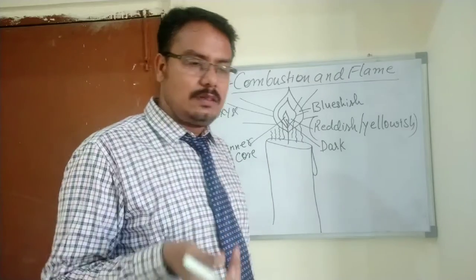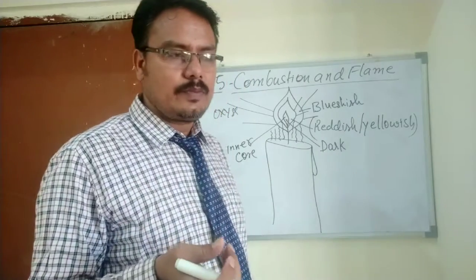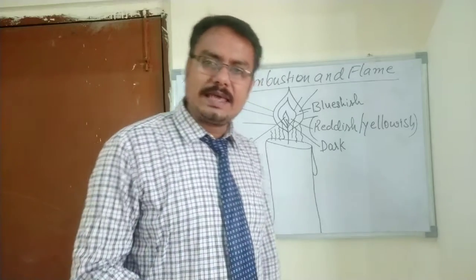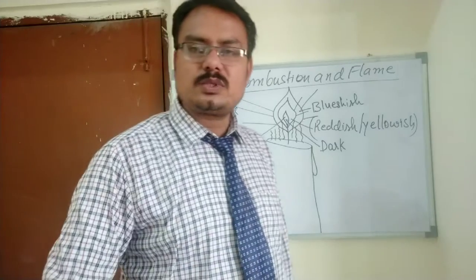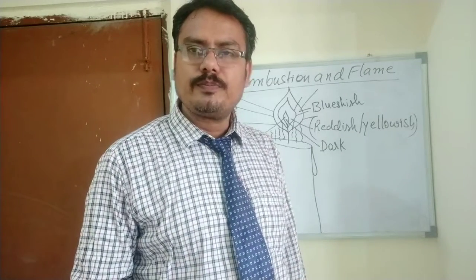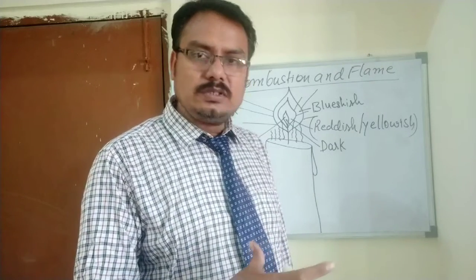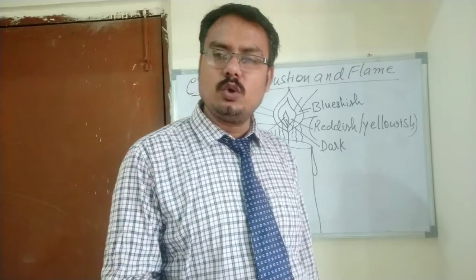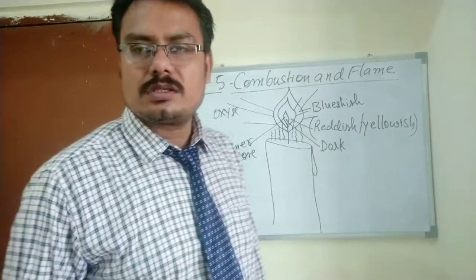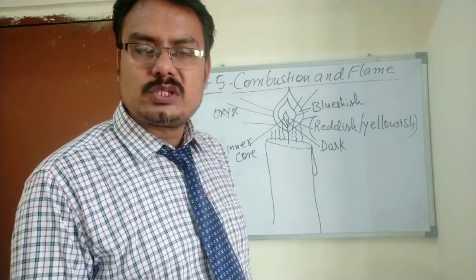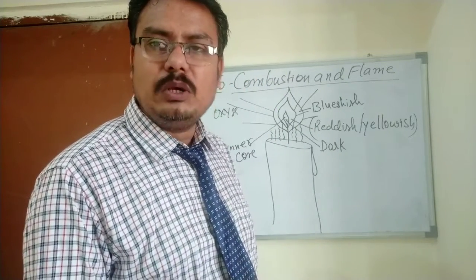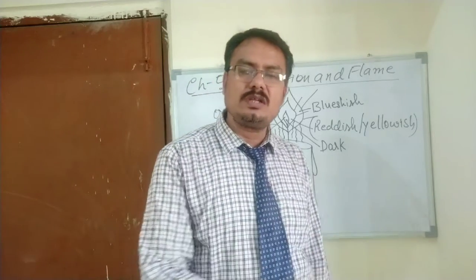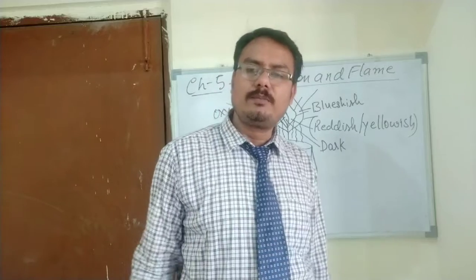Just as a common example, in your kitchen, when a new cylinder has come and been fixed to the gas stove, and your mother starts the gas stove with that new cylinder, you will see the whole flame is bluish in color. That means a very good supply of oxygen as well as fuel is being provided.